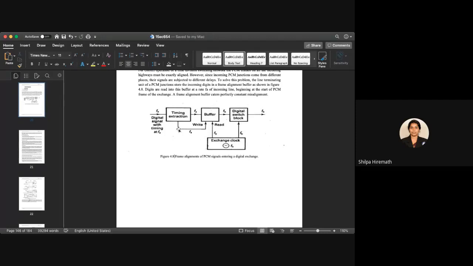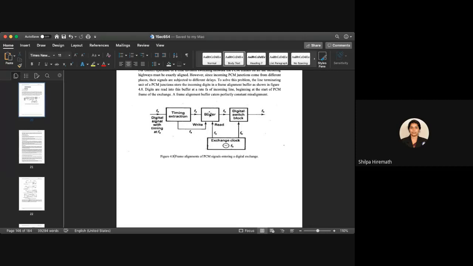But what is happening here is these incoming PCMs are from different places. So the signals will be subjected to different delays. So what we are doing is using a buffer to make their alignment. Here you can see there is a timing extraction to which the digital signal is entering with a timing of FA, and if it is with respect to the same timing, it is entering the buffer, and if a delay is required, then it is entering the buffer with some delay.